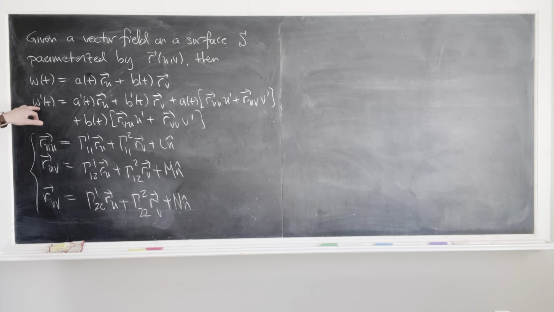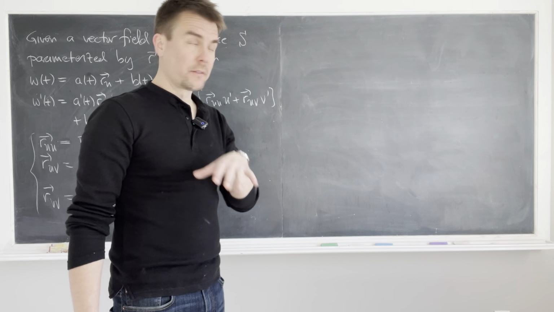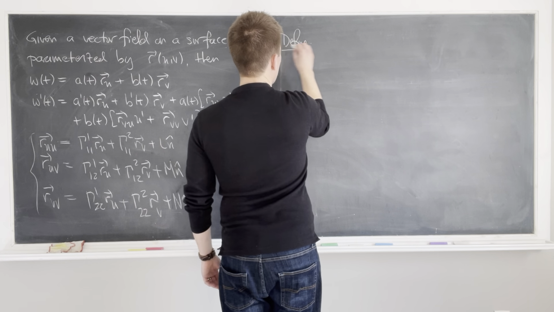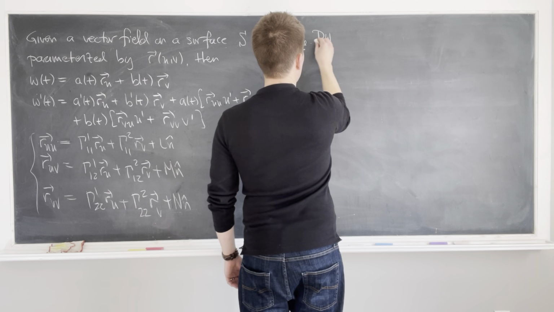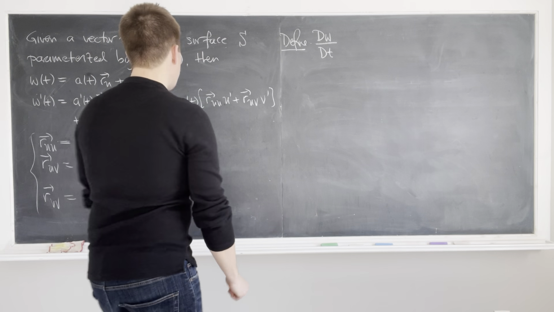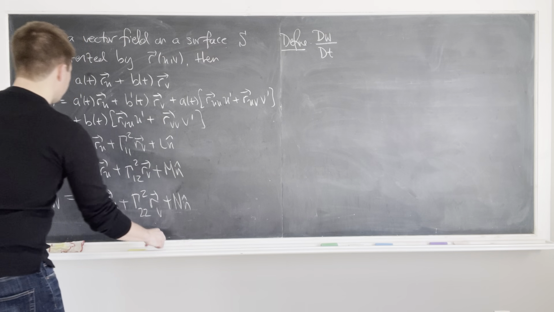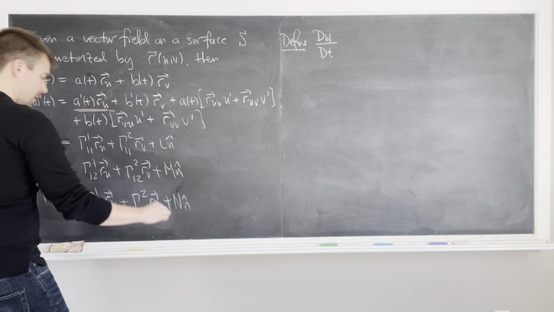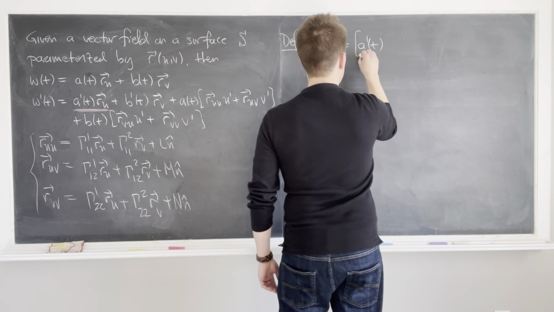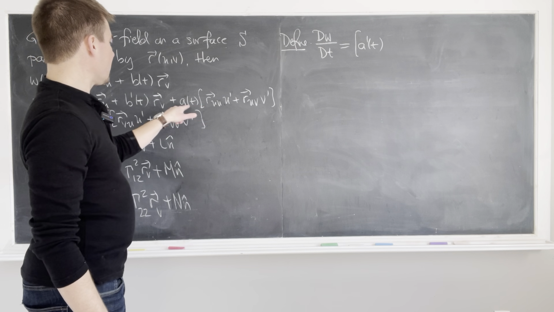And so now what I'm going to do is look at the terms in this derivative of this vector field that do not contain the normal vector. So I'm going to define DW/dt, the covariant derivative. It's going to be all the terms that come from R_u. So let's look at the terms that have R_u in them. So this term over here is an R_u. So we're going to have A prime of t. That's going to be an R_u term. That's an R_v term.